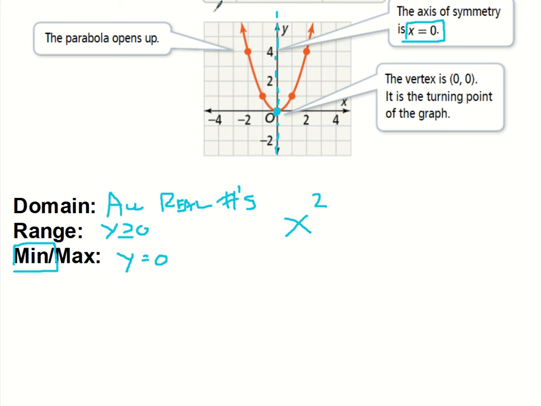So these are all the key features of the quadratic functions. We have a domain, the range, a vertex, an axis of symmetry, and a minimum or maximum. And it is called a parabola. It is a U shape.